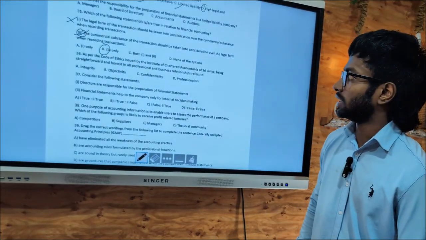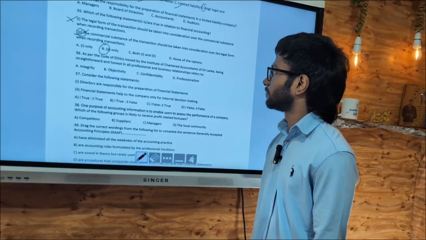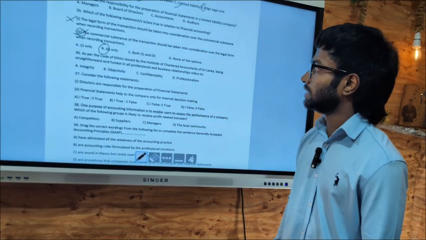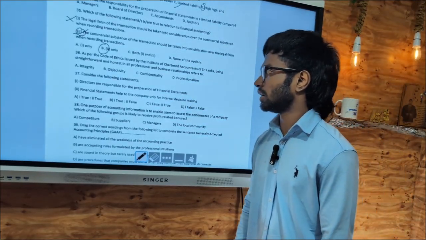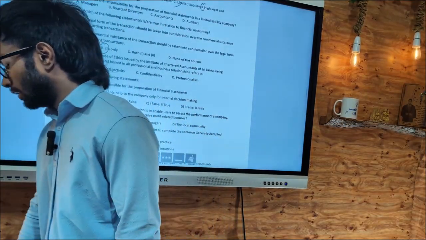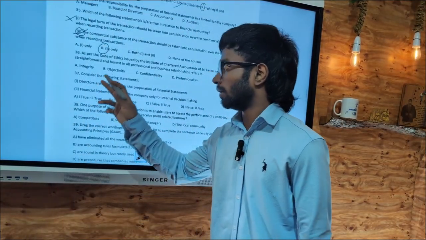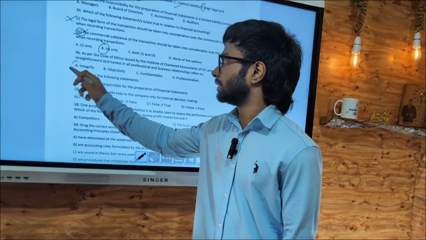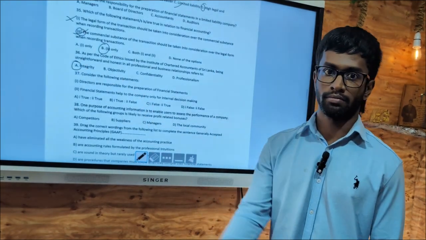As per the code of ethics issued by the Institute of Chartered Accountants, being straightforward and honest, as I told you, it should be integrity. So being honest, integrity.